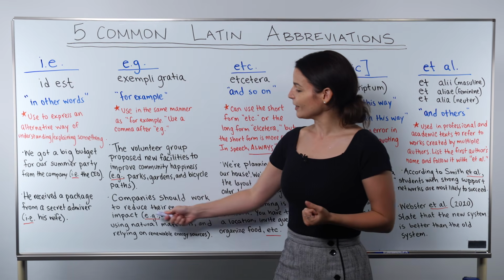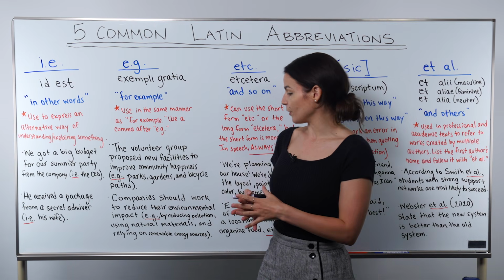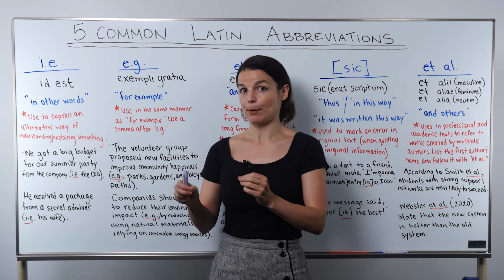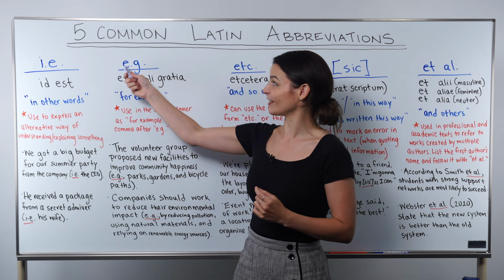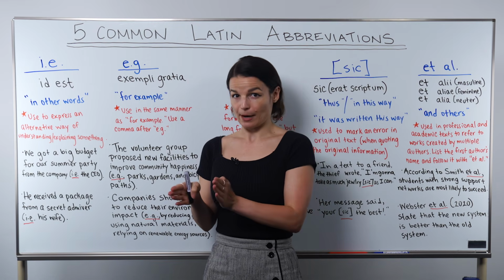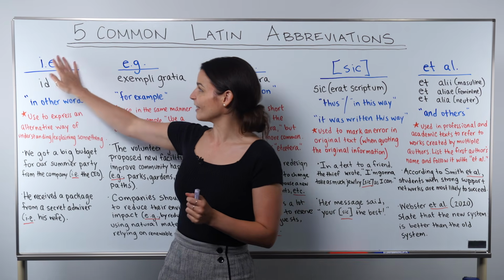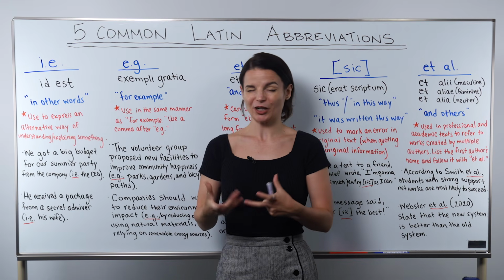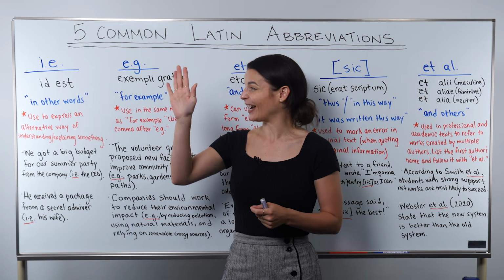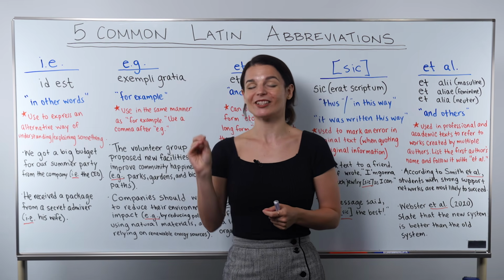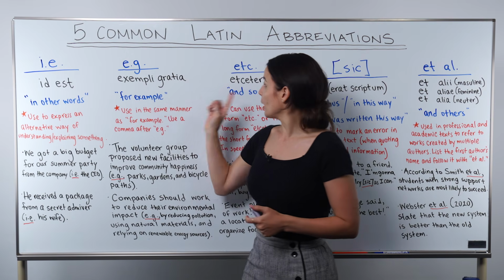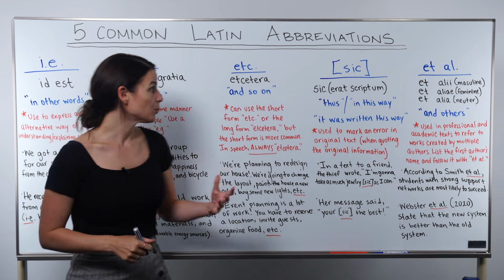So you can remember e.g. is for examples. A good way that you can kind of try to remember that e.g. is the example one is that e, which starts this part, is the same e as in example, for example. Yeah? So i.e. is in other words. So kind of try to remember that first letter as the hint. i.e. in other words, and e.g. for example.